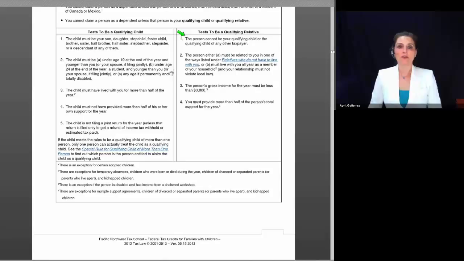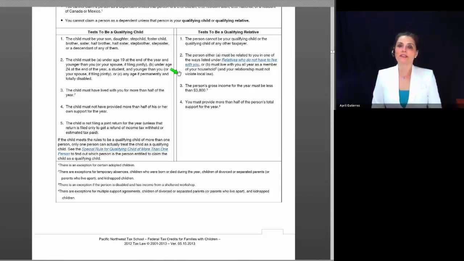The next test under qualifying relative, the person either must be related to you in one of the ways listed under relatives who do not have to live with you, or that person must have lived with you the entire year as a member of your household. So some people are under the impression that the only way you can ever claim a dependency exemption for someone is if they live with you. That if they don't live with you, then you can't claim their dependency exemption. And that's not the case at all.